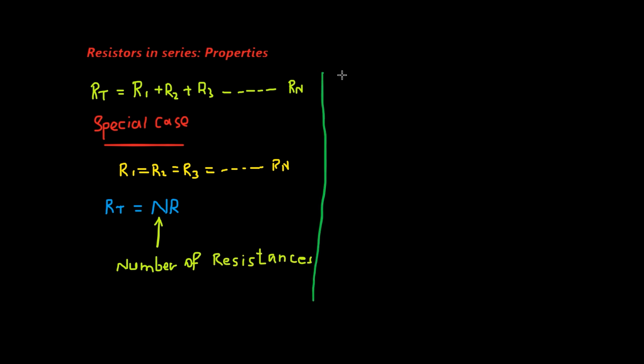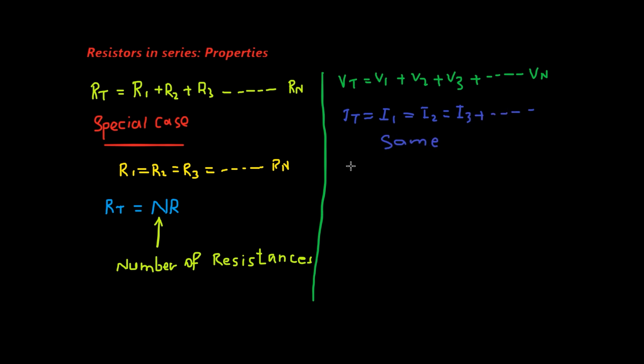The second property of series circuit is voltage division. It means that total voltage VT will be equal to V1 plus V2 plus V3, and so on. The third property of series circuit is that current remains same through all elements. Obviously, because it does not have any other path to flow. The fourth property of series circuit is that total power will be divided in each element according to its resistance. So PT will be equal to P1 plus P2 plus P3 and so on.